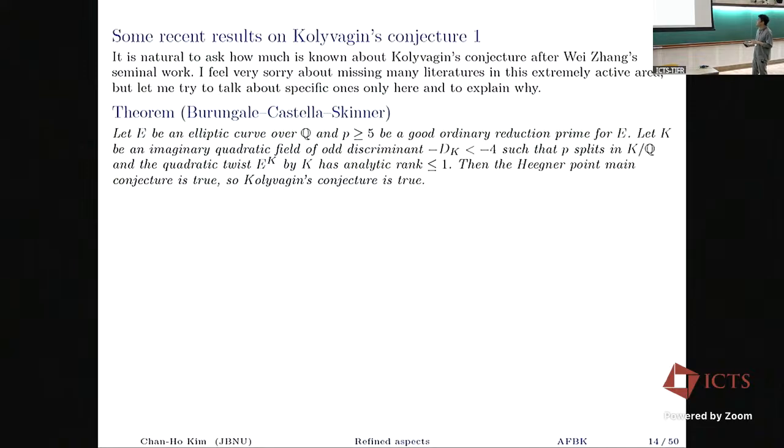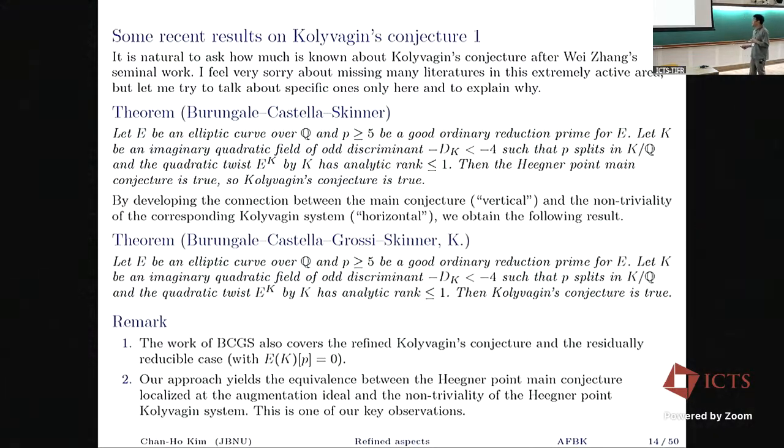There are some conditions, but basically there exists an imaginary quadratic field K such that Kolyvagin's conjecture is true for this triple (E, p, K). By developing the connection between the main conjecture, which behaves like a vertical direction, and the non-triviality of the corresponding Kolyvagin system, which varies horizontally, but they have a deep connection, we obtain the following results. This is due to Burungale, Castella, Skinner, and myself. So under the same conditions, Kolyvagin's conjecture is true.